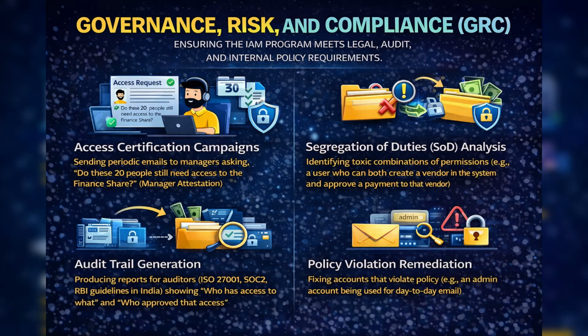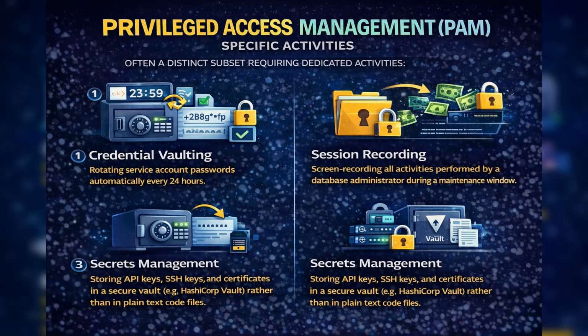Audit trail generation, producing reports for auditors, ISO 27001, SOC2, RBI guidelines in India, showing who has access to what and who approved that access. Policy violation remediation, fixing accounts that violate policy, e.g., an admin account being used for day-to-day email. 6. Privileged access management, PAM, specific activities, often a distinct subset requiring dedicated activities.